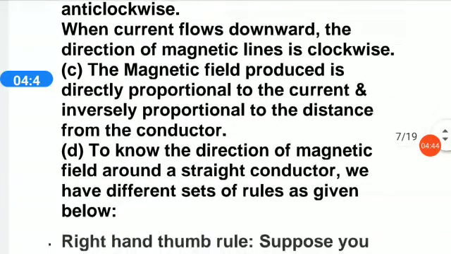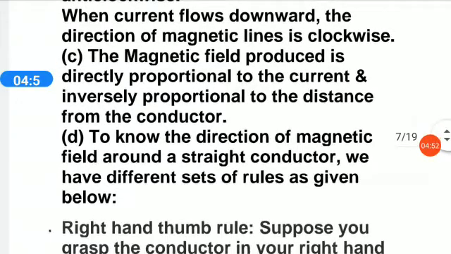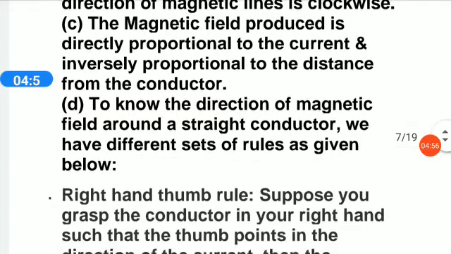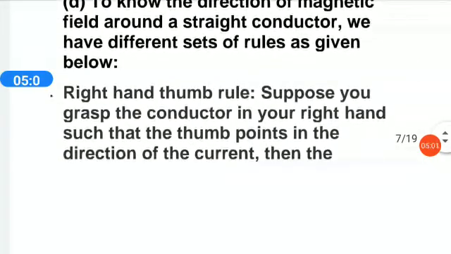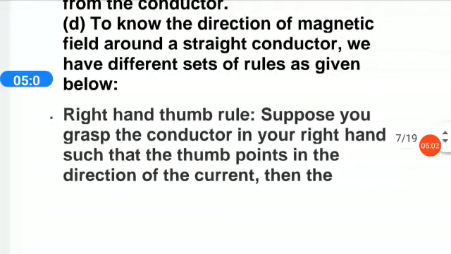The magnetic field produced is directly proportional to the current and inversely proportional to the distance from the conductor, meaning I by R. To know the direction of magnetic field around the straight conductor, we have different sets of rules as given below. How will you get the direction of magnetic field around a straight conductor? Right hand thumb rule.